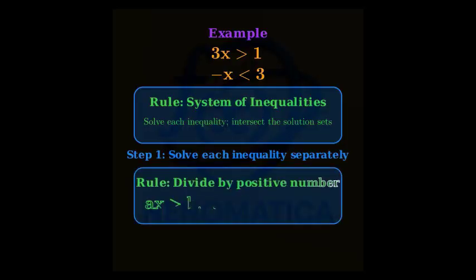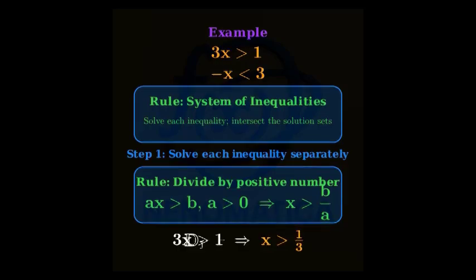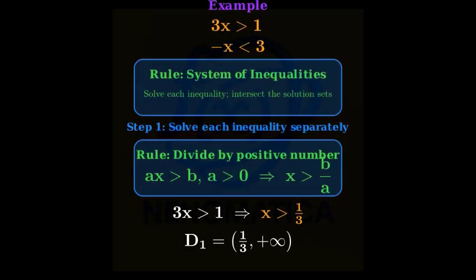First inequality, since the coefficient 3 is positive, we divide both sides by 3, and the inequality direction does not change. That gives x is greater than 1/3. So the first solution set is the open interval from 1/3 to infinity.